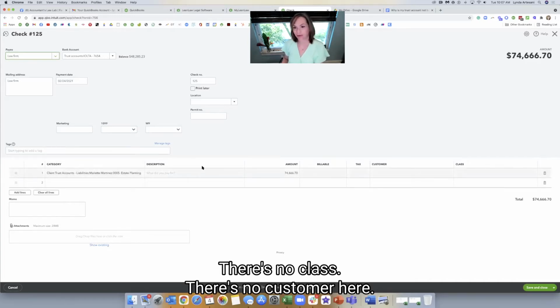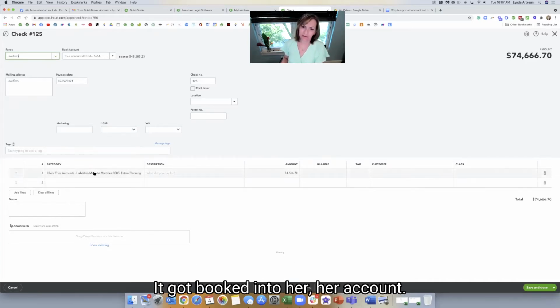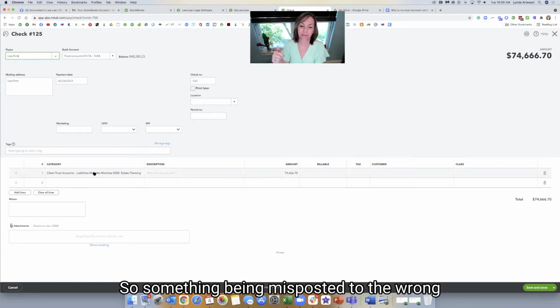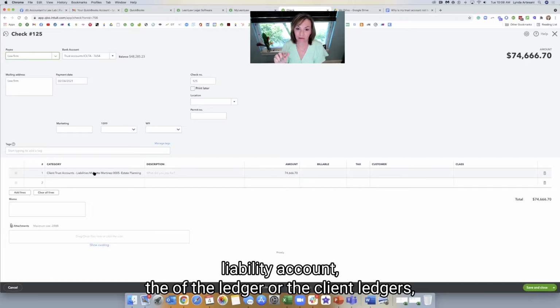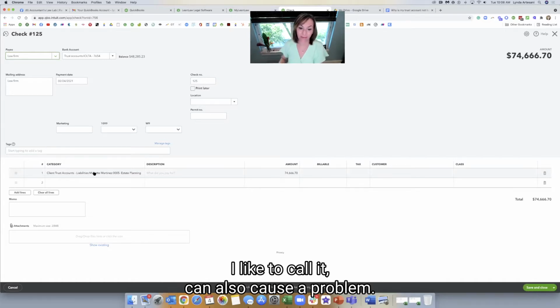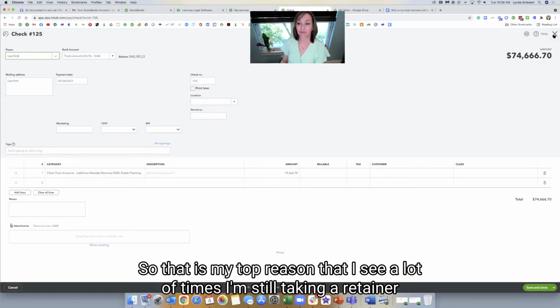There's no class, there's no customer here. It got booked into her account. So we have to figure out why that is. Something being misposted to the wrong liability account, the sub ledger or the client ledger, as I like to call it, can also cause a problem. So that is my top reason that I see a lot of times.